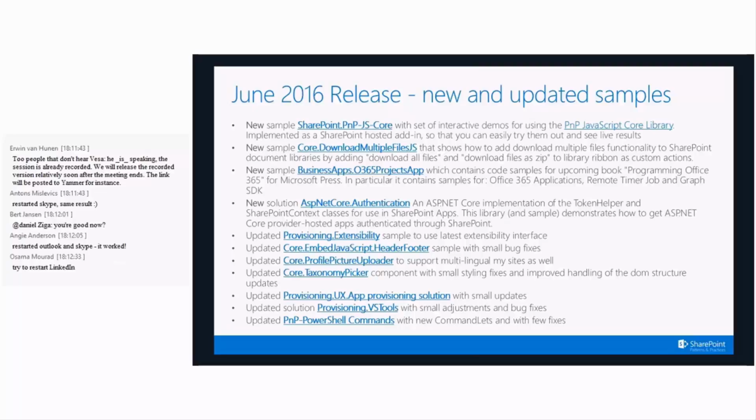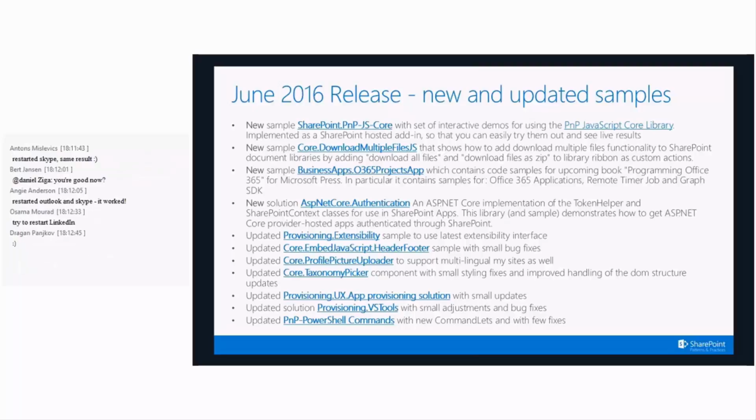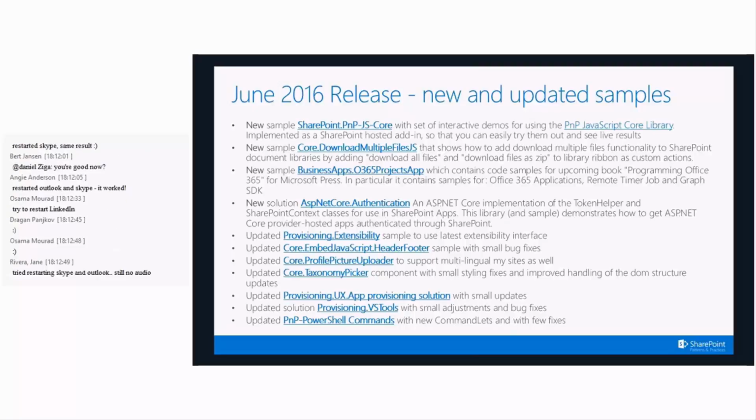There's also the business apps.office 365 project apps, and this is actually containing code samples for the upcoming book, Programming Office 365, which is coming from Microsoft Press, written by our very own Paolo Pialorsi. So Paolo is one of the core team members in the PnP initiative as well. And that contains a lot of good examples, which you can take a look into as well.